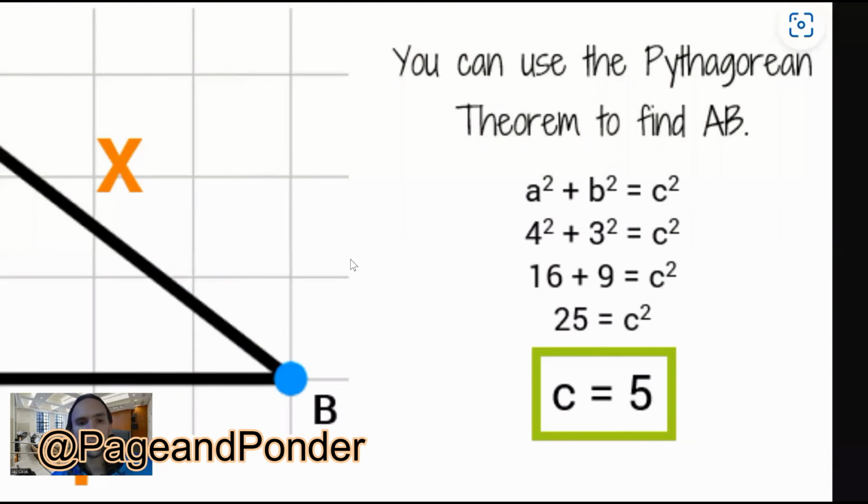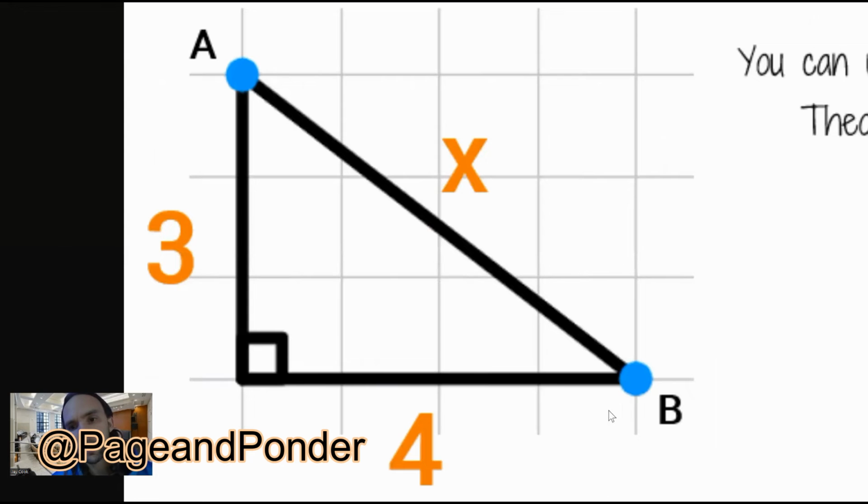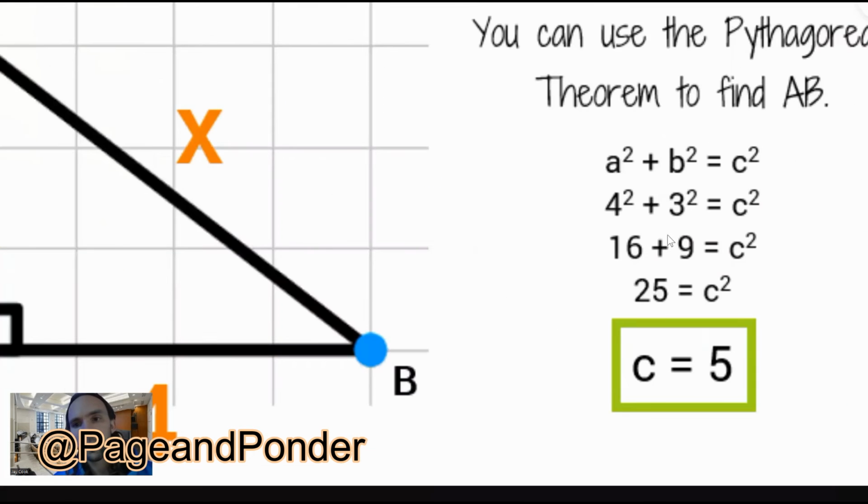So as you can see with a graph, we can use the Pythagorean theorem to find the length from a to b, which is the hypotenuse. If we know there's a length of 3 for the side of a, and we know it's a length of 4 for the side of b, then a to b, which gives us c, can be found.